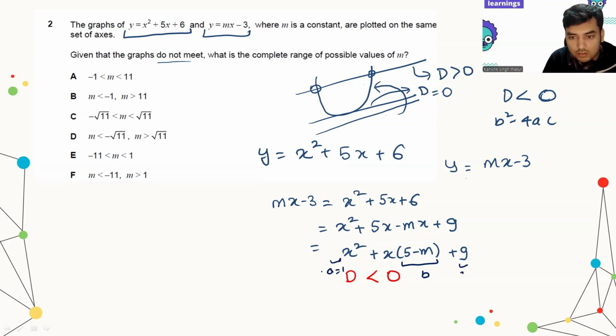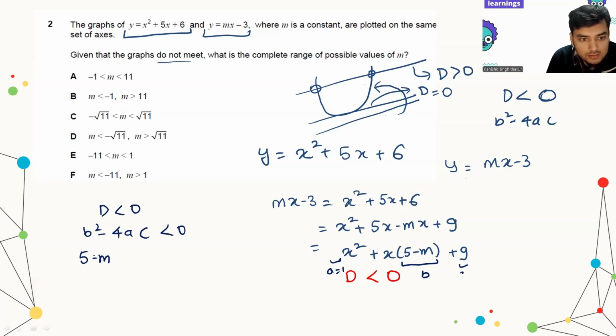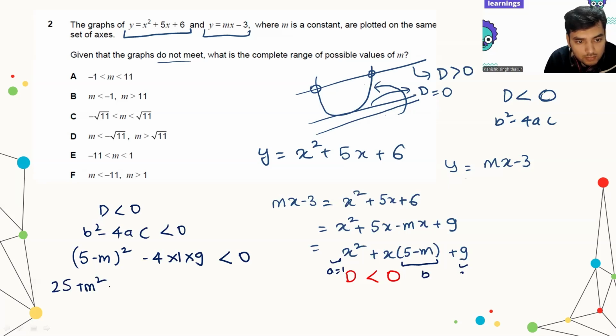So I'll do that. Here I'll write D is lesser than 0. So b square minus 4ac is lesser than 0. So b is 5 minus m whole square minus 4 times 1 times 9. This thing should be lesser than 0, right? So what will you get? 5 square is 25, right? m square is m square, minus 10m, minus 36. This thing is lesser than 0, isn't it?